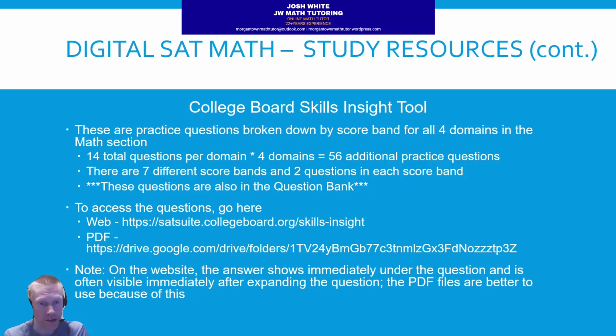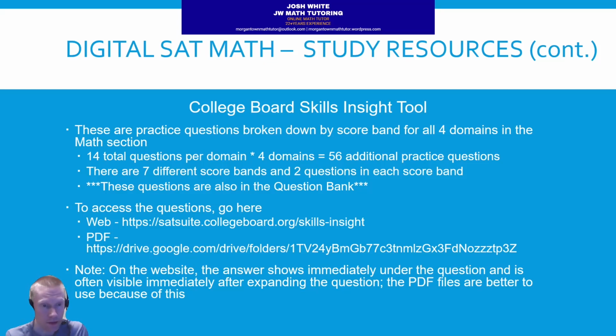Okay, so the reason I like these is because instead of just in the question bank where it breaks everything down into only easy, medium, or hard, these break it down a little bit further. And these give you an idea of, okay, these are the questions you should be able to answer correctly if you're aiming for a 500, or if you're aiming for a 600, or if you're aiming for 680 and above, and so on. So to access these, you can either go to the website, it's listed on the screen there, or you can also access PDF files that were made by another tutor of these questions.